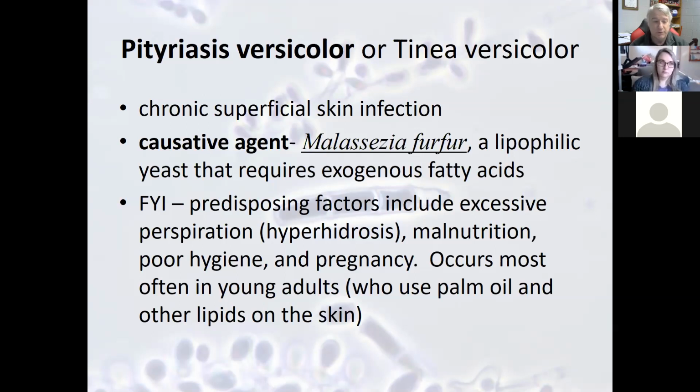Predisposing factors: excessive perspiration. If you didn't know what that was, I know there are some really good Saturday Night Live skits with excessive perspiration. Hyperhidrosis. Malnutrition is another. Poor hygiene and pregnancy are also predisposing a patient to these. It occurs most often in young adults who use palm oil and other lipids on their skin. So I know you're like, oh, I need to hydrate my skin, use all this extra stuff, but you could be supplying a food source for a yeast. So keep that in mind.